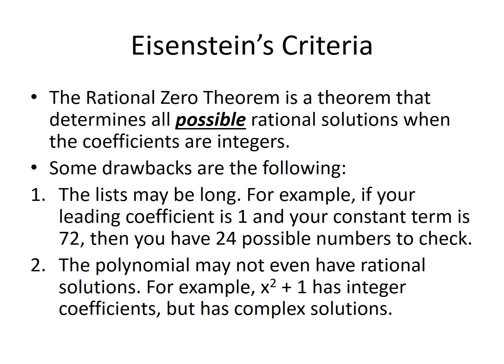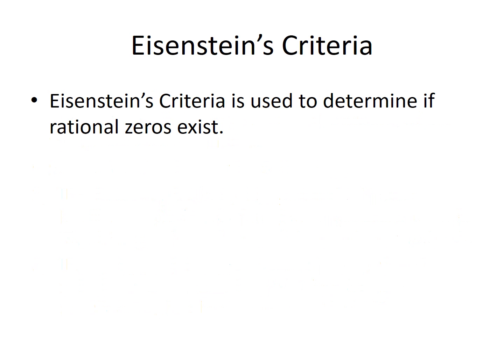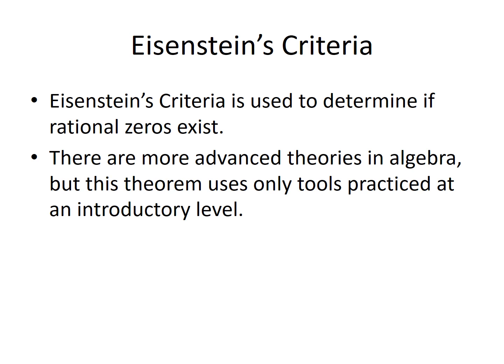The second drawback is that the polynomial may not even have rational solutions. The rational zero theorem does not speak to this at all. So, for example, x squared plus 1 has integer coefficients, but it doesn't have rational solutions. Both of its solutions are complex. So Eisenstein's criteria can be used to determine if rational zeros even exist for specific polynomials. There are more advanced theories in algebra, but this theorem uses only tools practiced at an introductory level, and we'll see that there are very few conditions to satisfy that are not beyond the scope of most introductory classes.